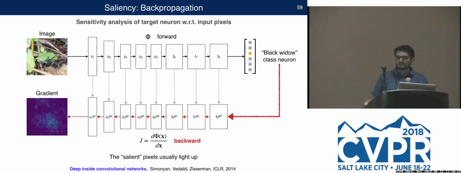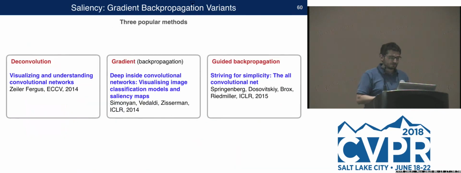Okay? I think this was the baseline method that was not even introduced by us, but we were among the first to propose it for modern deep networks. And then it was essentially built upon in many ways. So we're going to see a few of those. Together with us, deconvolution by Zeiler and Fergus is also very related, and we're going to see how exactly in a slide.